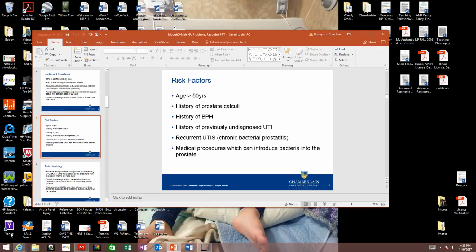Risk factors for prostatitis include age greater than 50, history of prostate calculi, history of BPH, history of a previously diagnosed UTI, recurrent UTIs related to chronic bacterial prostatitis, and medical procedures which can introduce bacteria into the prostate.